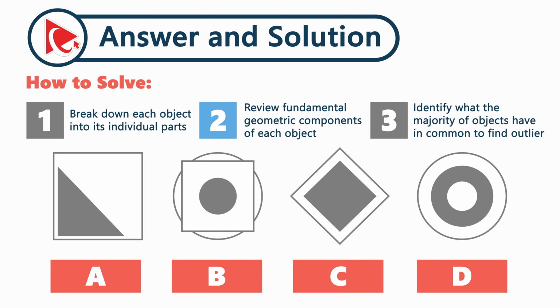Remember the original question? We need to determine the object which is different. And object D, which contains circle and the donut, is different. And the correct answer here is choice D.